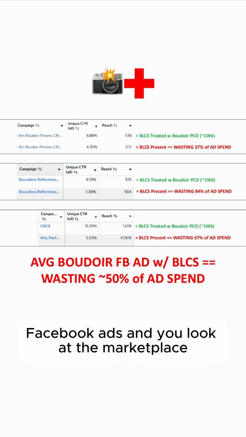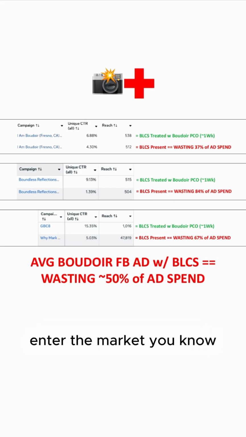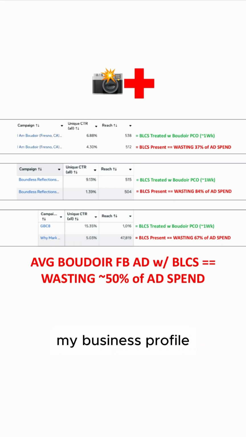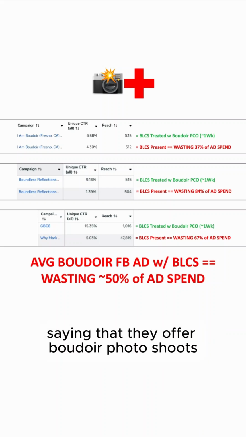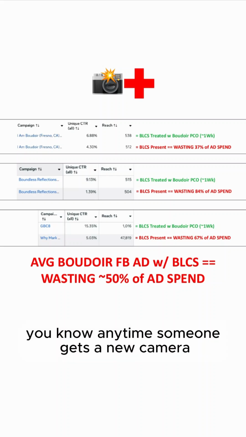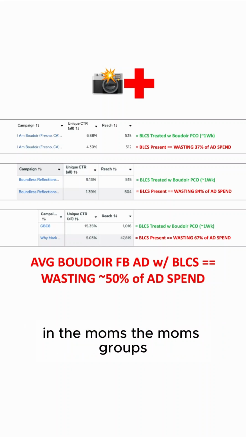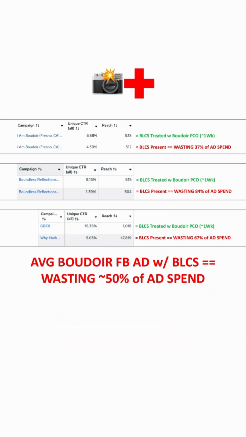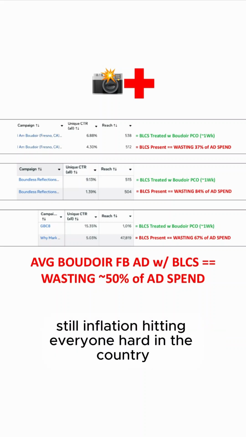and you're looking into the marketplace, seeing more and more boudoir photographers enter the market, seemingly every day. Seems like anytime anyone gets a new iPhone, they're throwing up a Google My Business profile saying that they offer boudoir photo shoots. Anytime someone gets a new camera, it seems like they're offering boudoir photo shoots in the moms groups. And so you're seeing the market saturation, competition heat up, more sellers for the same number of buyers, and you're seeing inflation still hitting everyone hard in the country.